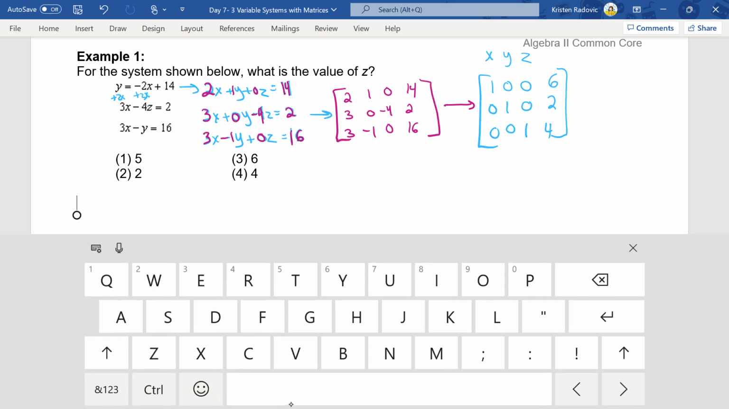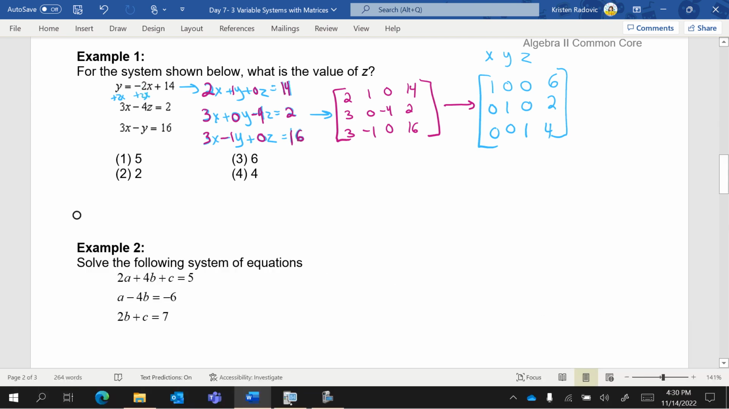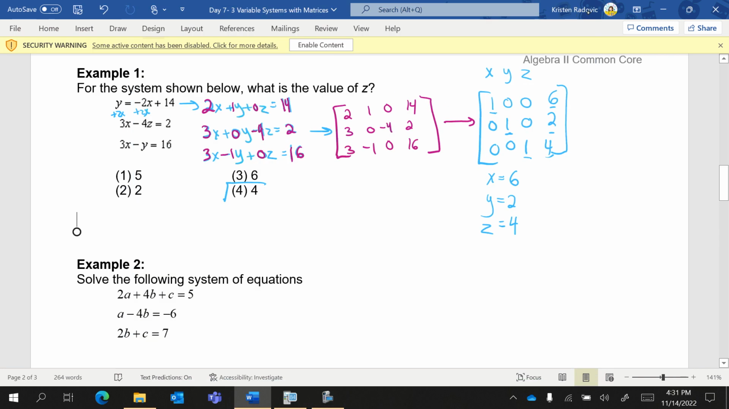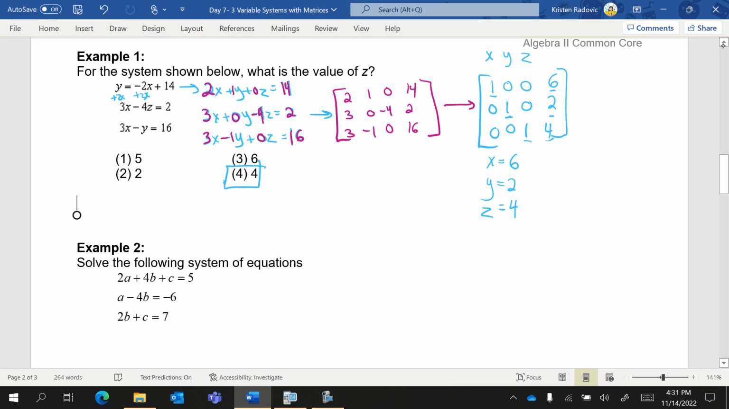Anyway, the first one is in the X column, so we are saying that X is equal to 6. The next one is in the Y column, so Y is equal to 2. The next one is in the Z column, so Z is equal to 4. The question is asking what is the value of Z? Well, Z is 4.